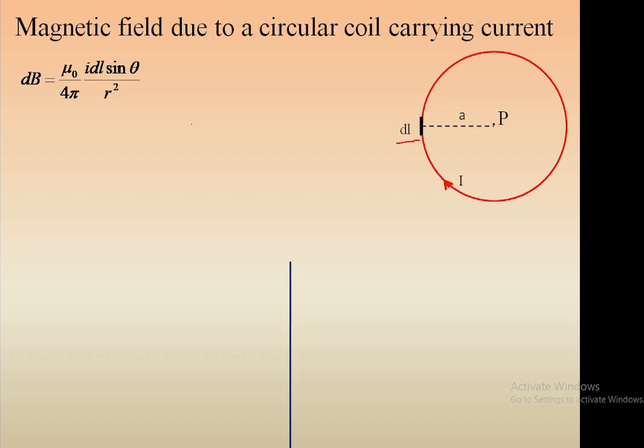Here the angle between the length dl and the distance a, or here the distance r is the radius, and in this expression we are changing r equal to the small a, that is the radius. Here the angle between the dl and a is 90 degrees. Then the dB becomes mu 0 divided by 4 pi, I dl by a square. Here a is the radius, and also the angle between a and dl is 90 degrees.